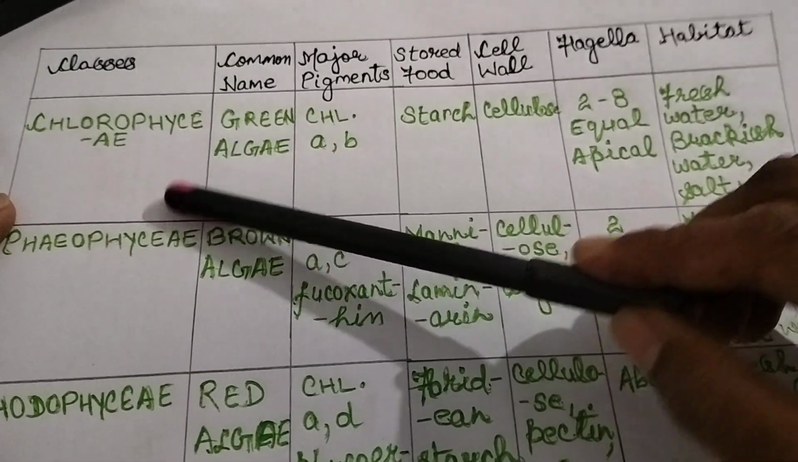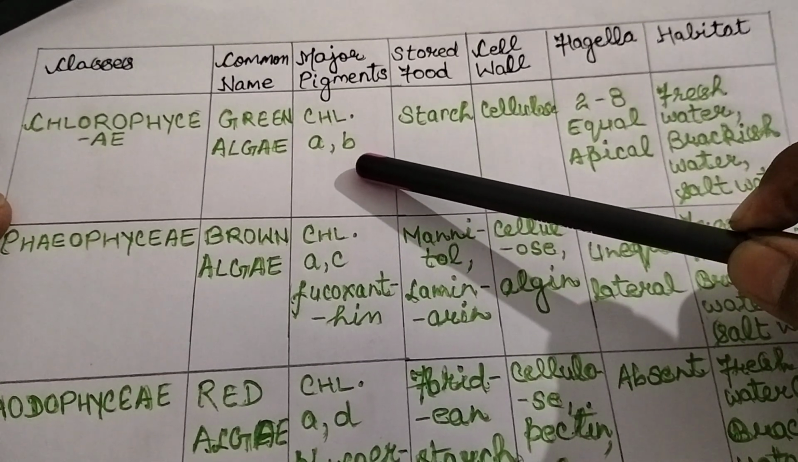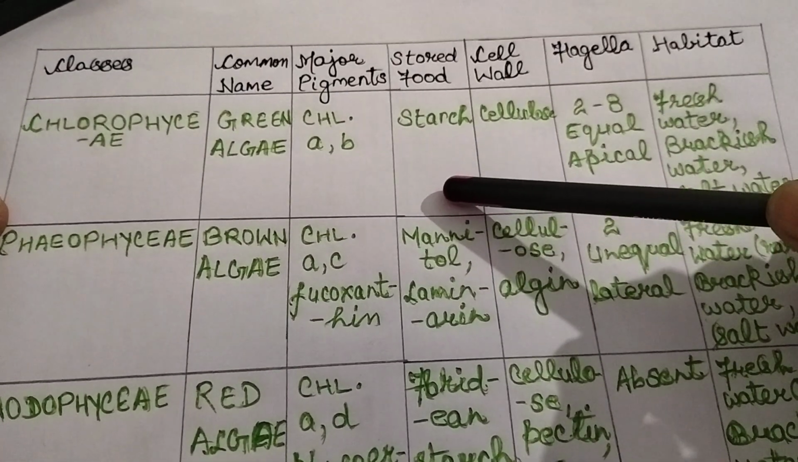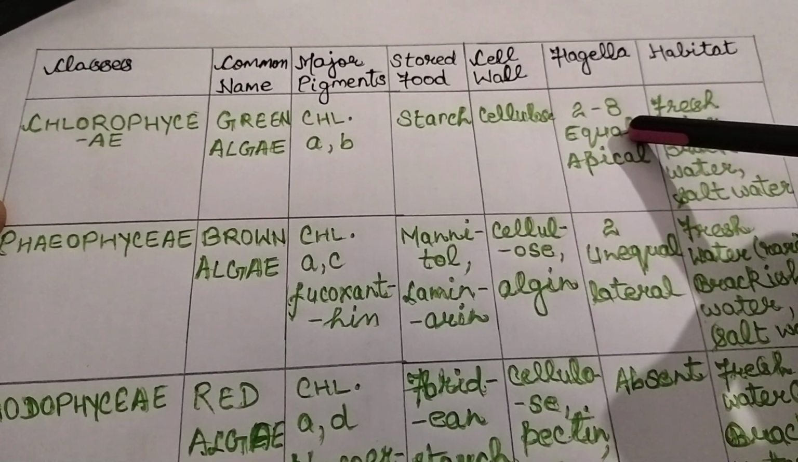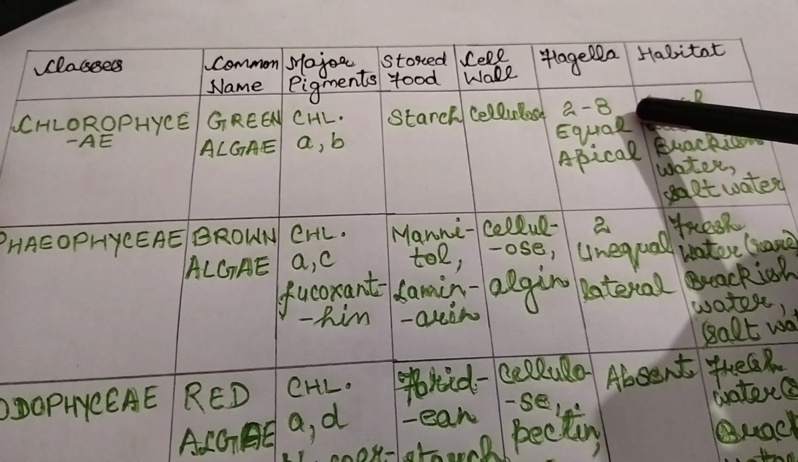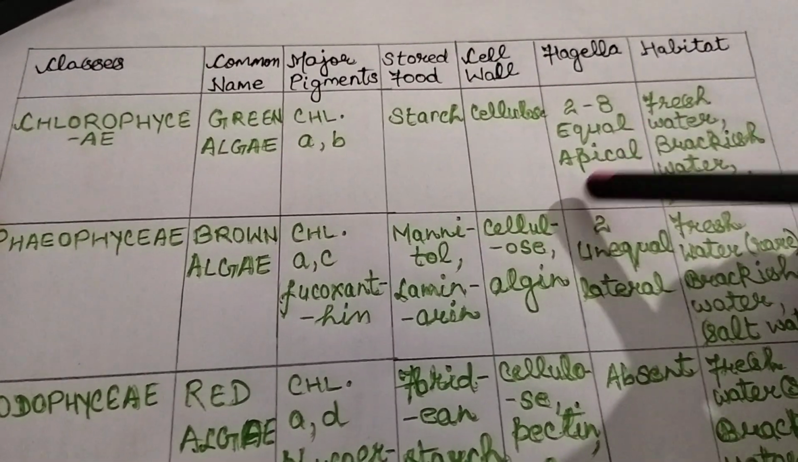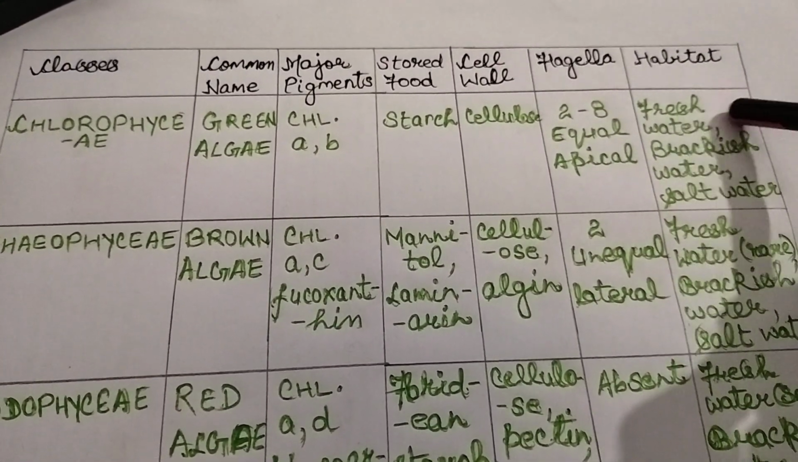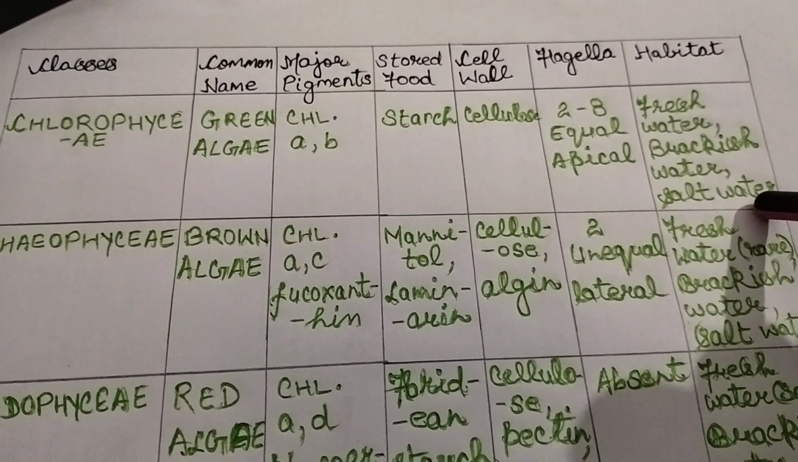Class Chlorophyceae, commonly known as green algae. Major, dominant pigments are chlorophyll A and B. Food is stored in the form of starch as pyrenoids in the chloroplast. Cell wall is made up of cellulose. They are flagellated and the number may vary from 2 to 8, 2 flagella to 8 flagella depending upon the species. Their flagella are equal in size and apical, on the apex part of the body. The habitat, they are fresh water. They are found in brackish water as well as salt water.